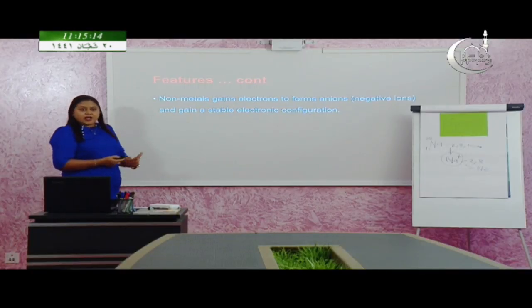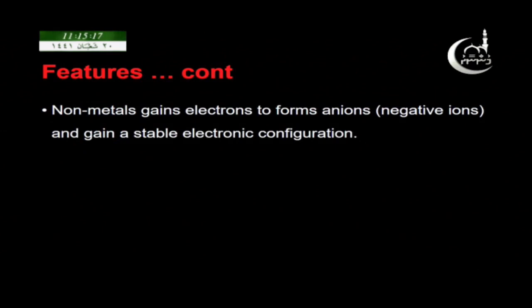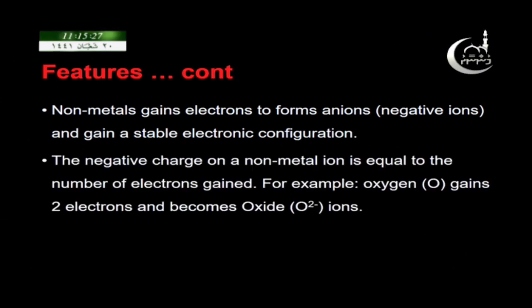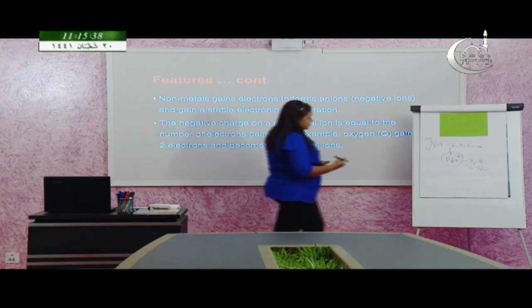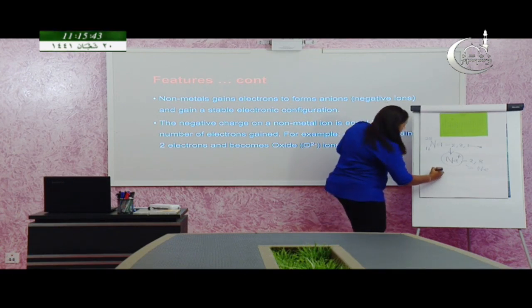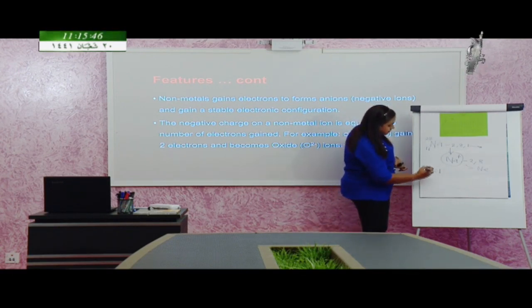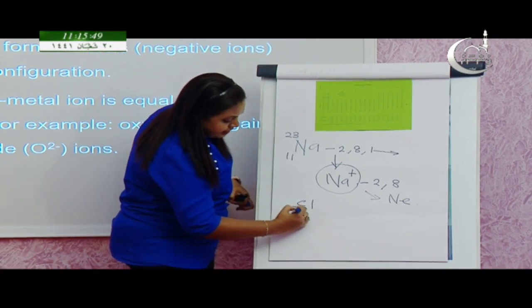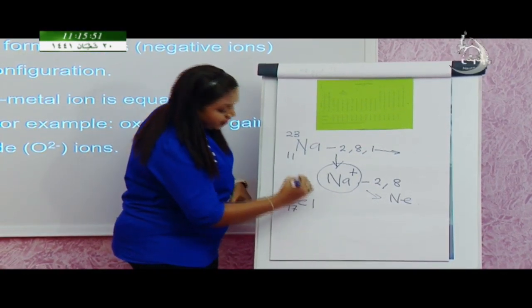Looking at non-metal ion features, so non-metals gain electrons to form anions which we call negative ions, and the purpose is to gain a stable electronic configuration. The negative charge on a non-metal ion is equal to the number of electrons gained. Now, I will do one more example on a non-metal. So, let us take an element which you are familiar with, like chlorine. Okay? Chlorine atomic number is 17, mass number is 35.5.